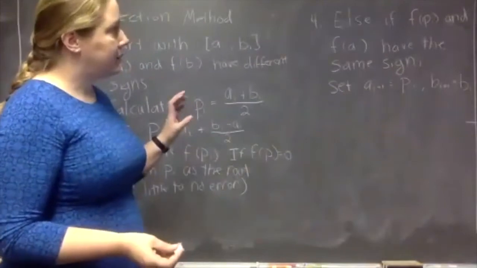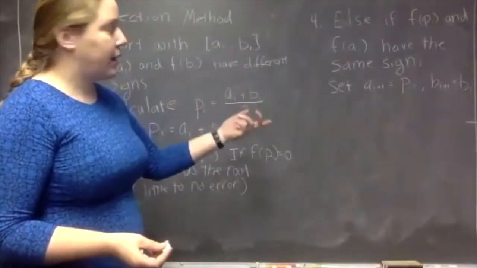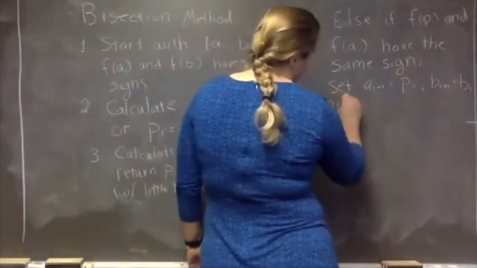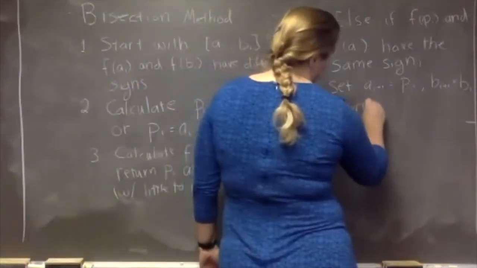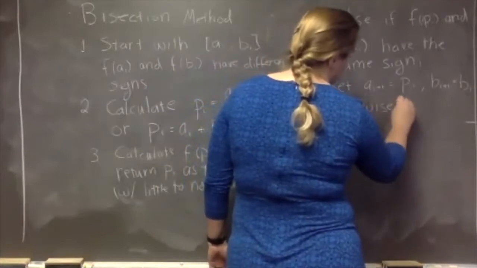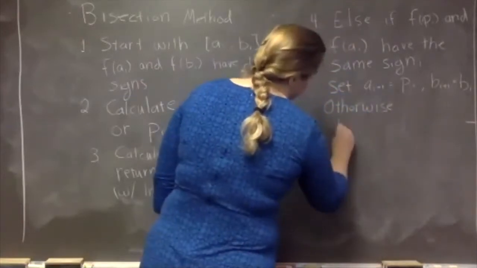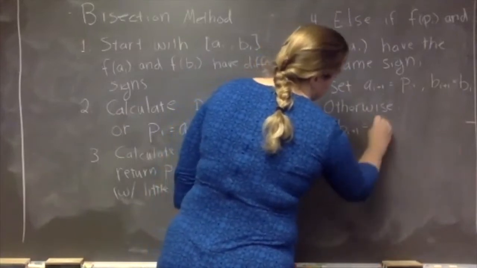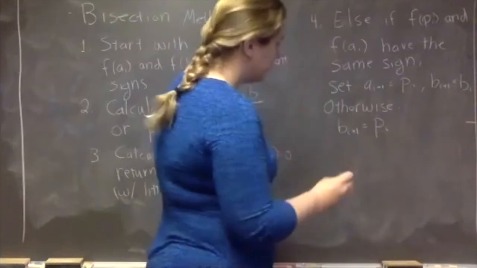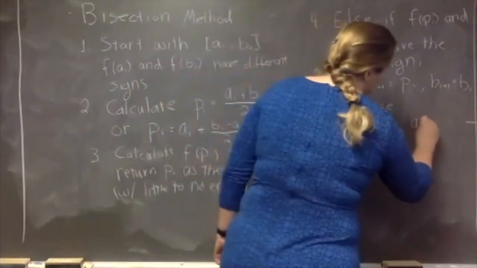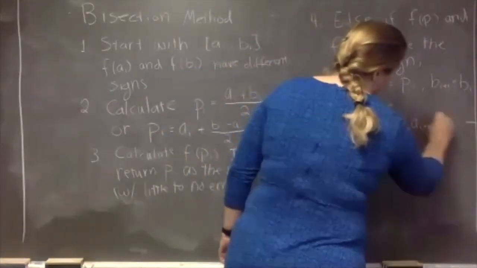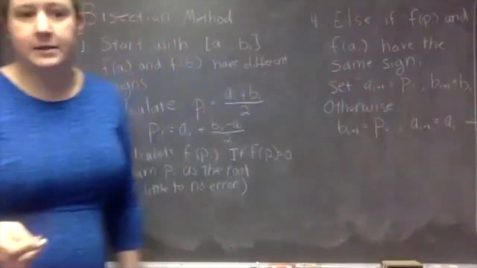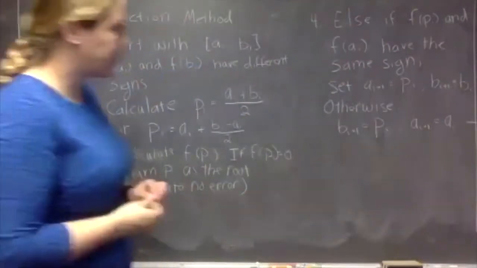Otherwise, f of pi and f of bi will have the same sign. But I'm not going to write that out. I'll just say otherwise, which leaves that one case. bi plus 1 gets moved to what our pi was, and ai plus 1 doesn't move, it just stays the same ai as before.